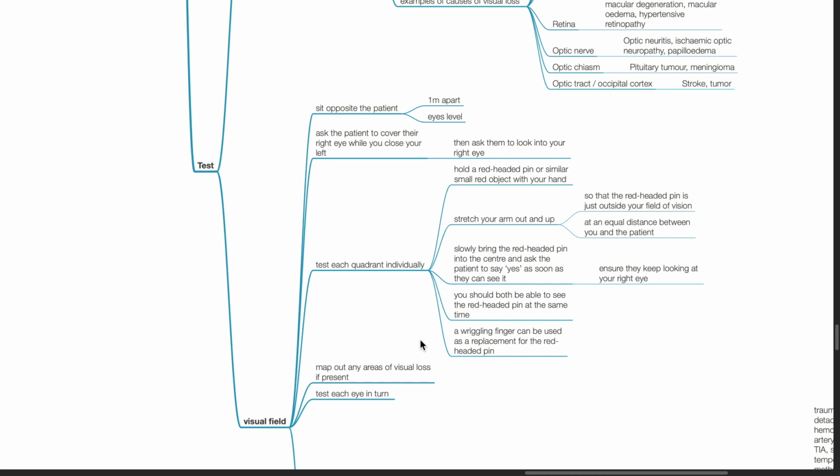Slowly bring the red-headed pin into the center and ask the patient to say yes as soon as they can see it. Ensure they keep looking at your right eye. You should both be able to see the red-headed pin at the same time. Map out any areas of visual loss if present. Test each eye in turn.